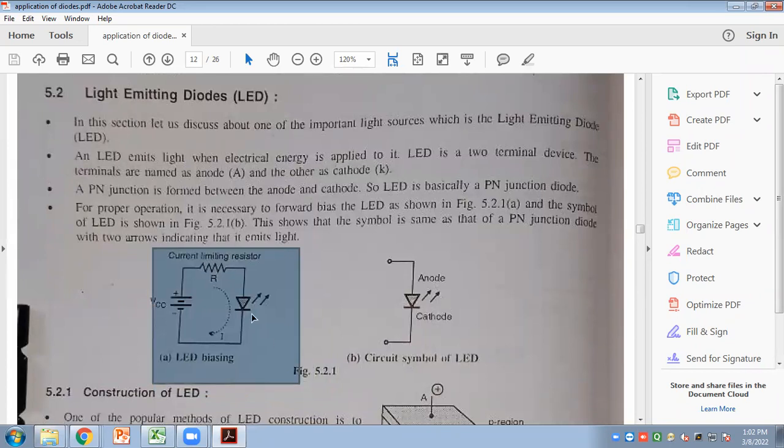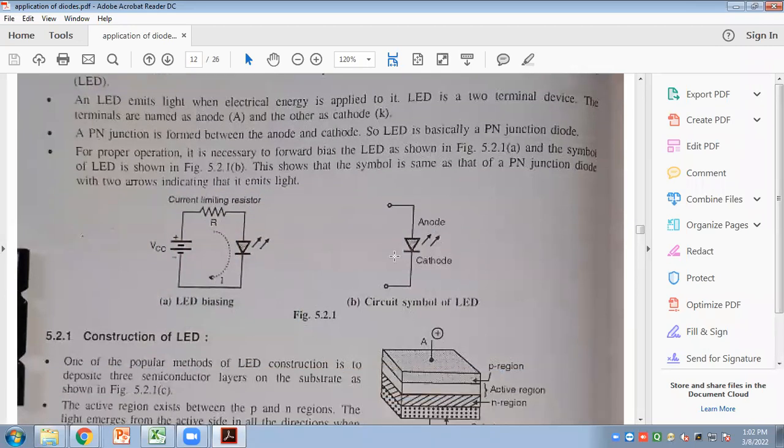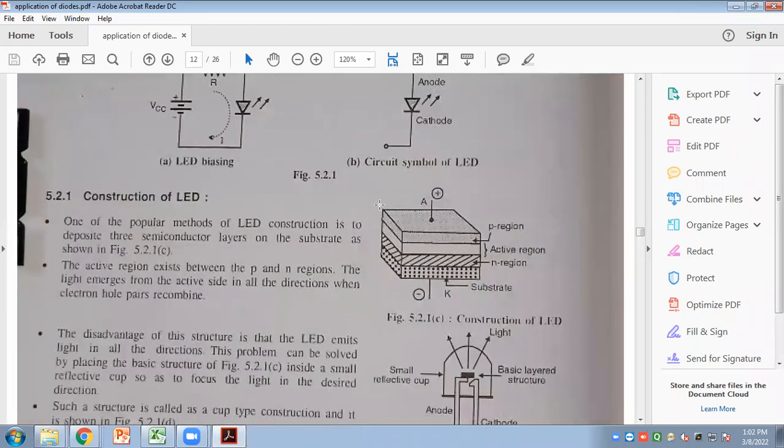When the light emitting diode is applied in the forward bias condition, the voltage will be transferred from resistor R to the anode terminal, and electrons will be transferred from the cathode terminal, and electron and hole recombination will take place, and light will be emitted. So this is the construction of the light emitting diode.